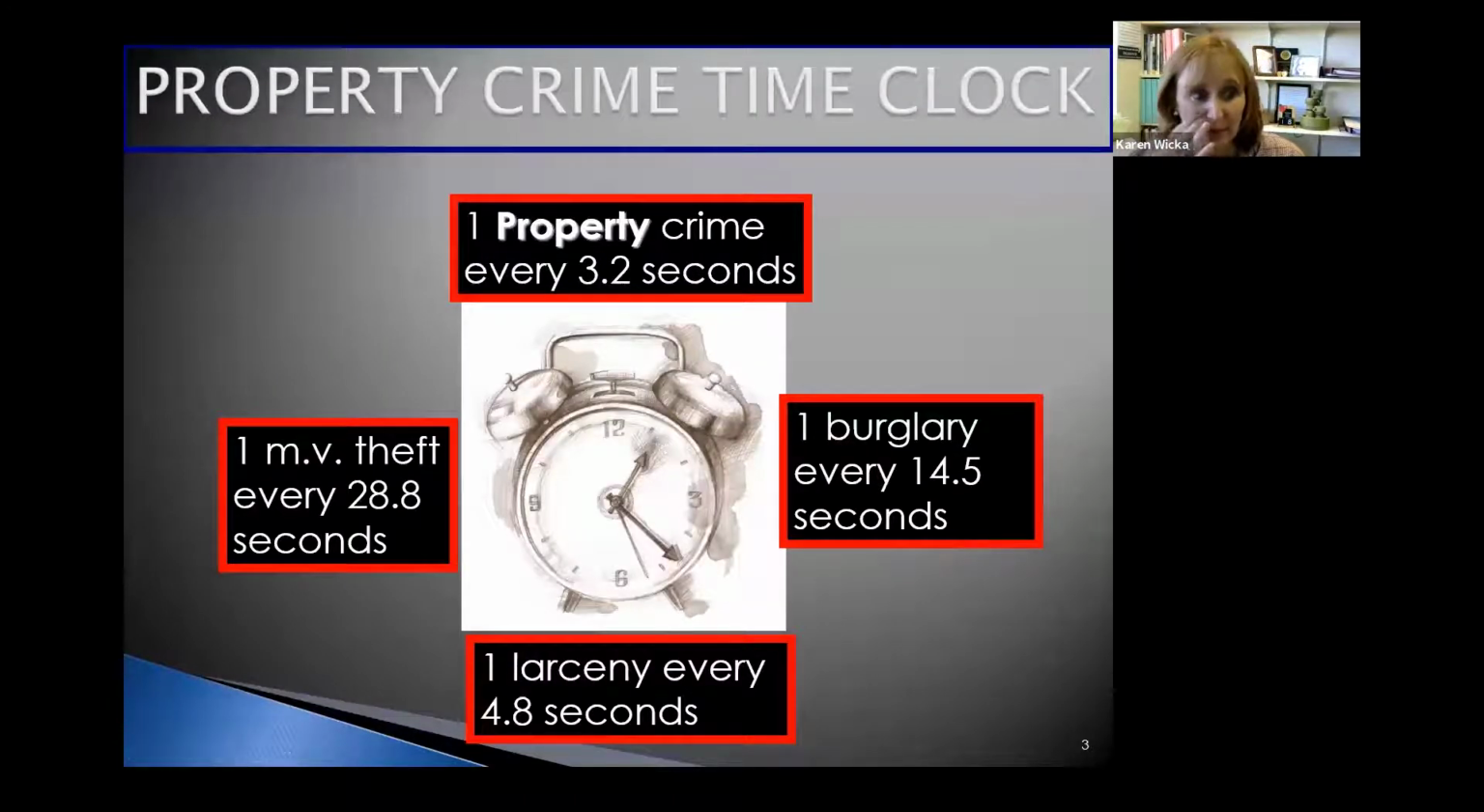So hopefully you thought of burglary, larceny, motor vehicle theft, arson, those kinds of different crimes. This is the property crimes time clock. We looked at this when we talked about crimes against persons, and they use the Uniform Crime Reports and take all the crimes that are committed in a certain category, and then divide it by how many minutes or seconds there are in the year. When you do that, you can figure out that there's a property crime every 3 seconds, a burglary every 14 seconds, a larceny every 5 seconds, a motor vehicle theft every 28 seconds. So you can see there's quite a lot more property crimes than there are crimes against persons. So there's going to be a lot more of these types.